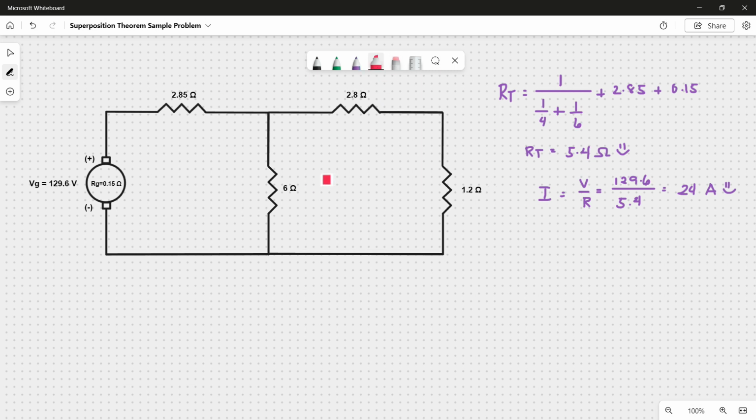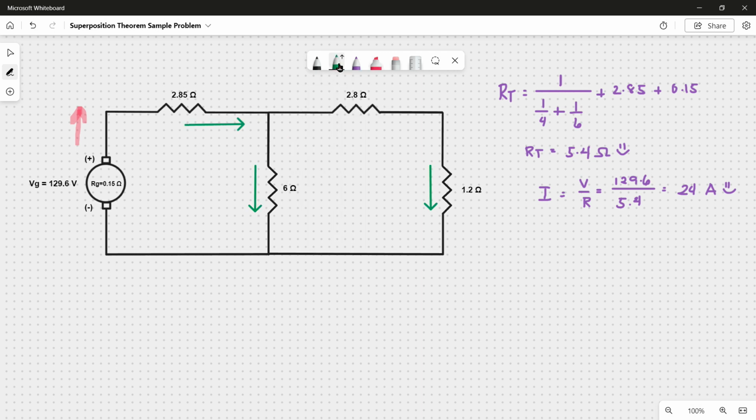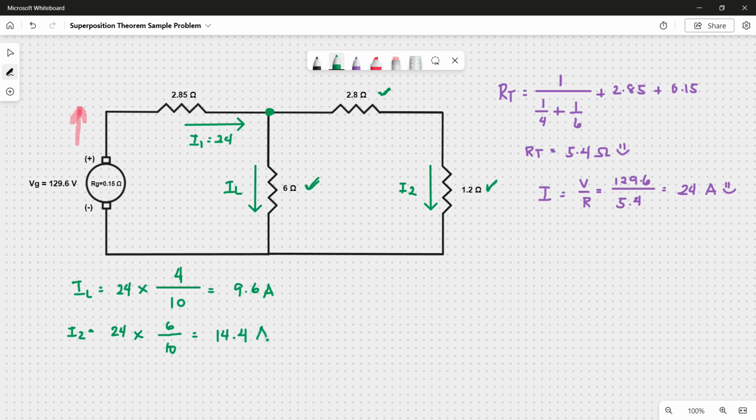Now looking at the circuit, since the generator is supplying power, we assume that the current is flowing from left to right. The total current I1 is equal to 24 amps, and it will split into 2 parts in this node. So the current IL will be calculated by 24 times the parallel resistors, 2.8 plus 1.2, which is 4, divided by the total resistance it will split into. So that's 6 plus 2.8 plus 1.2, which is equal to 10. So IL is equal to 9.6 amps. And the current I2 will be calculated by 24 times the parallel resistor, which is 6, over the total resistance it will be split into, which is 10. Therefore, I2 is equal to 14.4 amps.